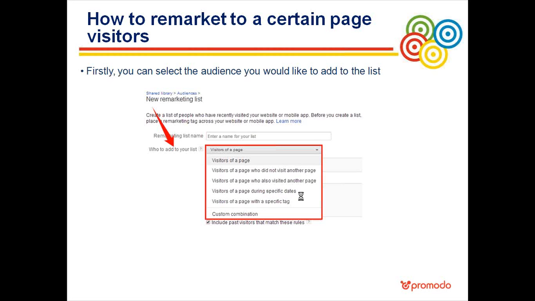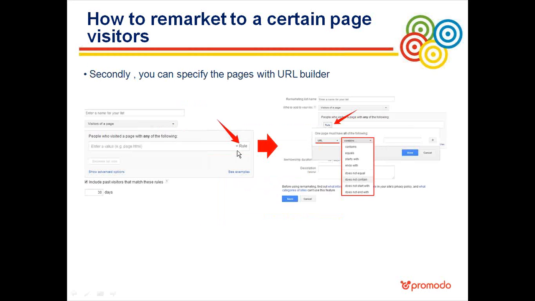And secondly, when you type the URL string of the page which interests you, you also may specify the number of the pages which will be included by specifying whether this URL equals what you have typed, or it should contain a certain string, or it should start with or end with certain words. So let's look at an example.